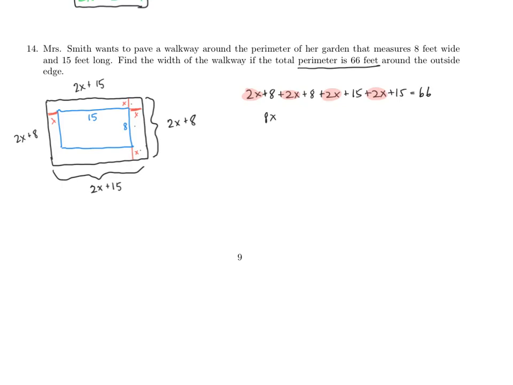And then I have 8, 8, 15, and 15. So it's going to be 30 plus 16. That should be 46. So plus 46 is equal to 66. And now I'm going to finish solving that. So subtract 46 from both sides. So that'll be 8x equals 20. Divide by 8.